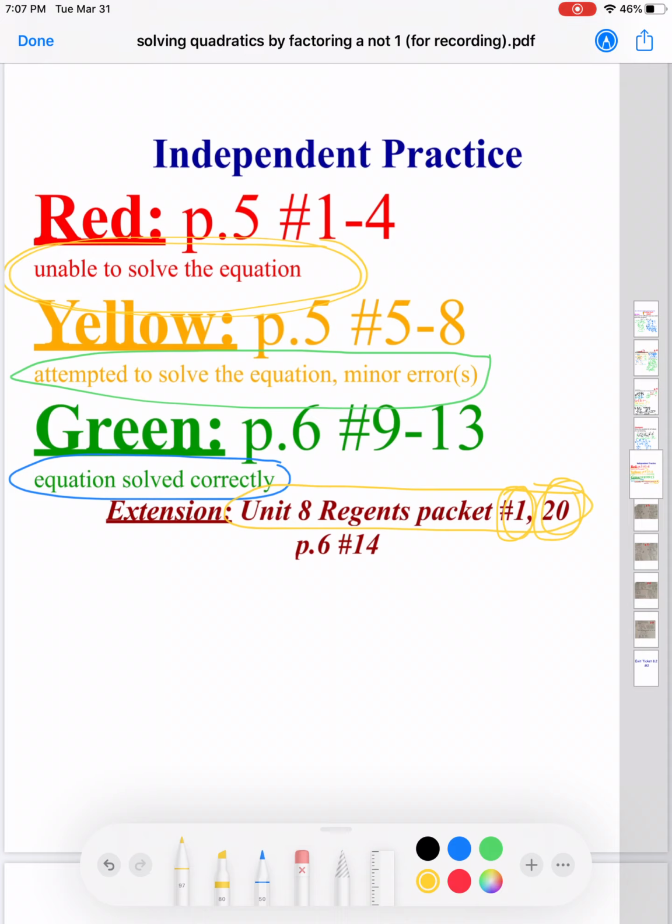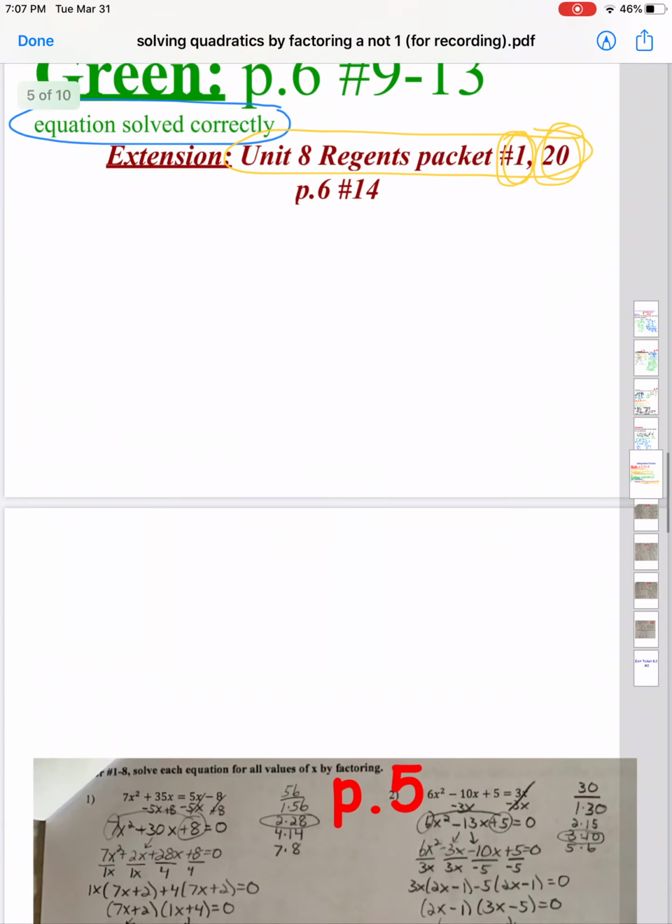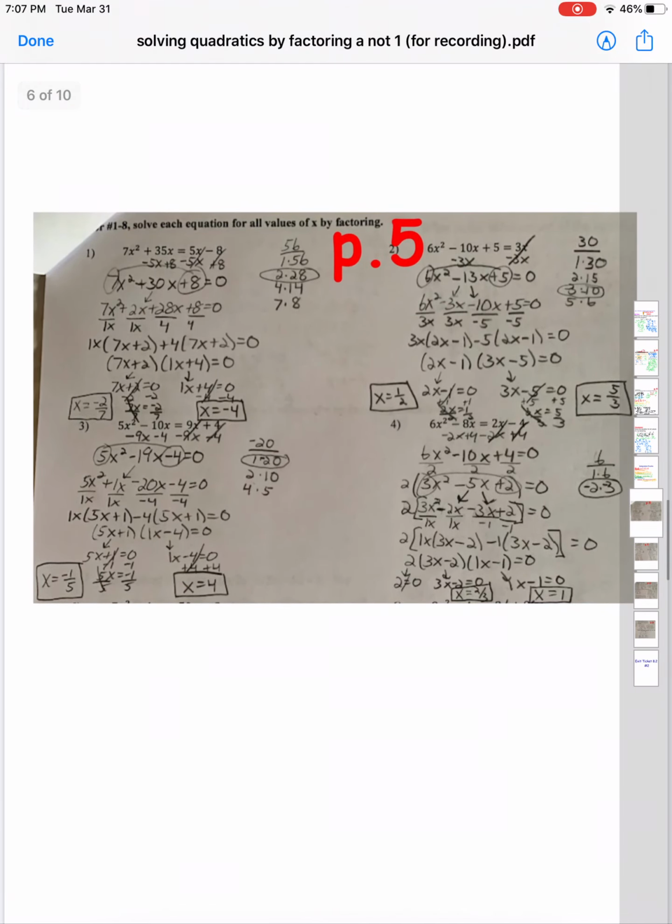Okay, so if you're still watching this video, that means that you have completed the independent practice by yourself. Let's go ahead and check our answers. Here is numbers 1 through 4 on page 5. You'll notice that I usually leave my answers as a fraction, but if you had the decimal equivalent, that would be fine.